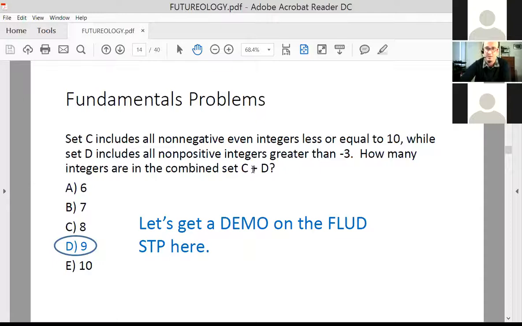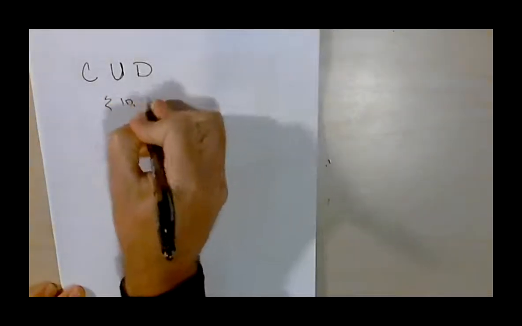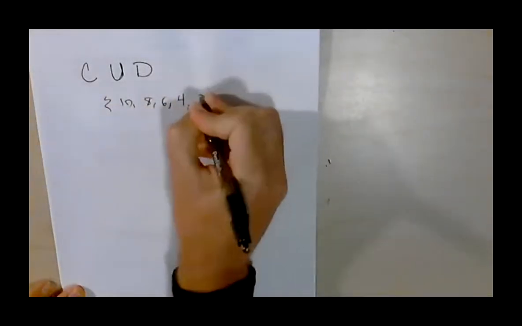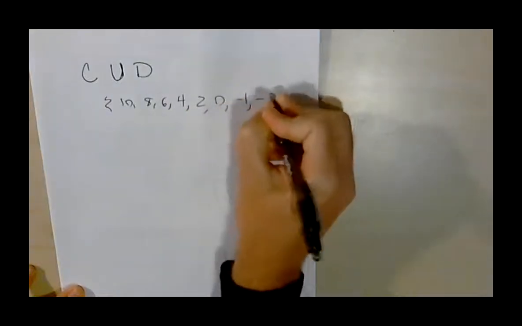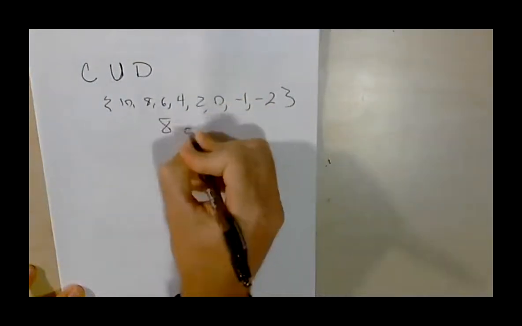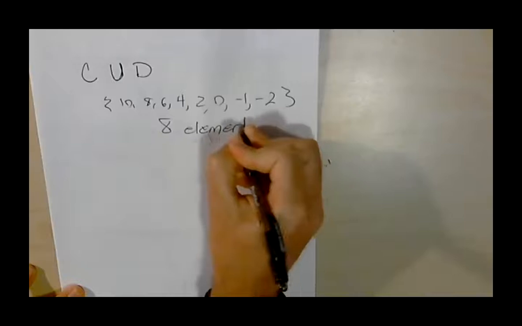I just didn't call it a union. Oh, okay. So yeah, I left it ambiguous. Again, they wouldn't write the question like that. They would specifically. If it were written like this, then it would be just the set of 10, 8, 6, 4, 2, 0, -1, and -2. So then it would have 8 elements. So that person is technically correct.